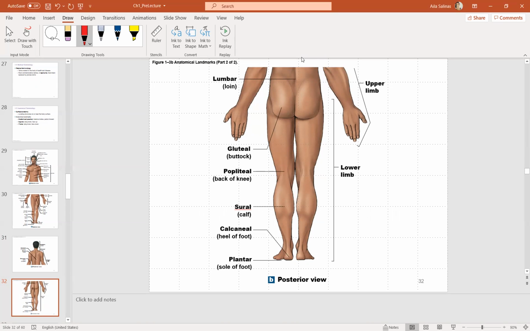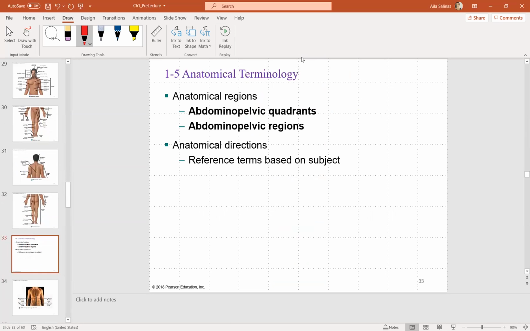Popliteal is the back of your knee. Sural is the calf. And crural is the front of your leg. And calcaneal is the heel of the foot. Plantar is the sole of your foot.